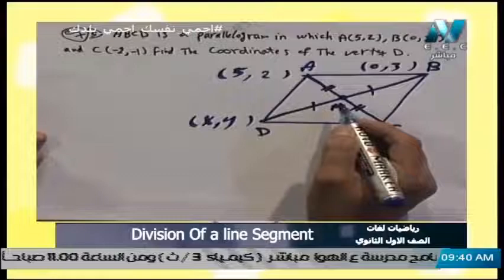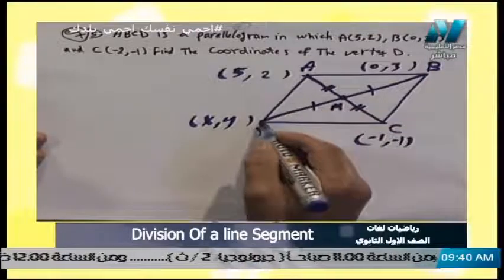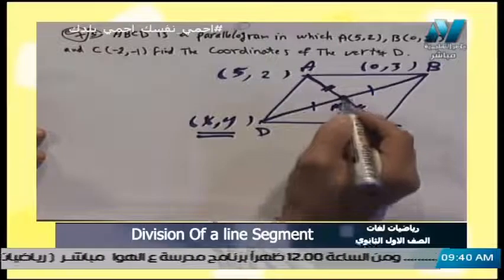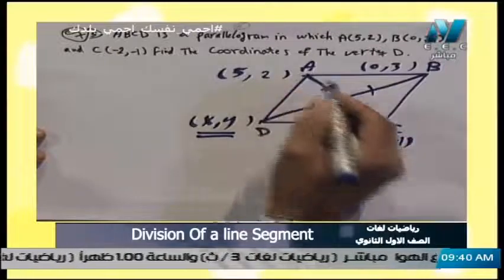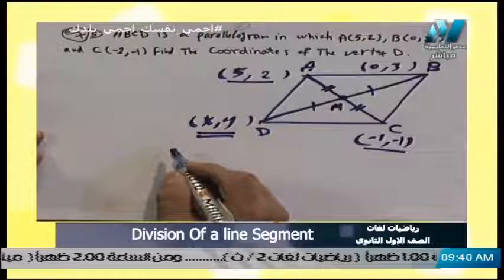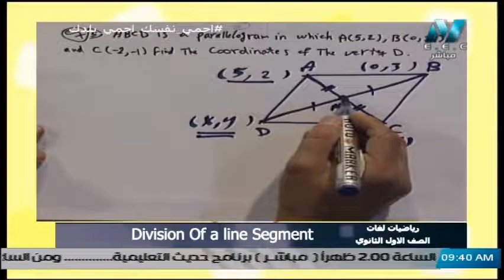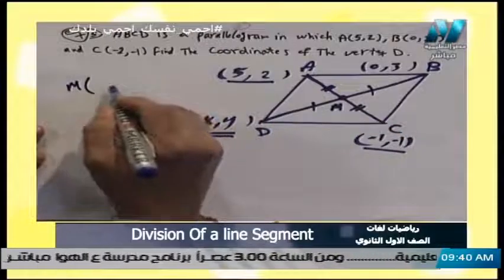How can we find it? We know that M is the midpoint of BD, but we have D unknown up till now. But we have M is the midpoint of AC, and A and C are known here as R1 and R2. Okay, M as a midpoint, as we said, we can easily find it.